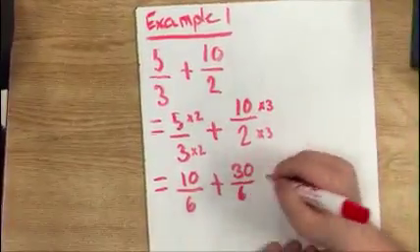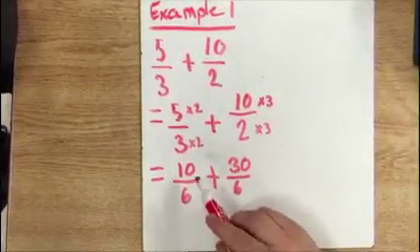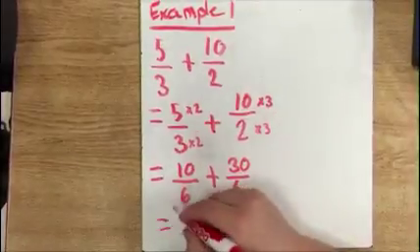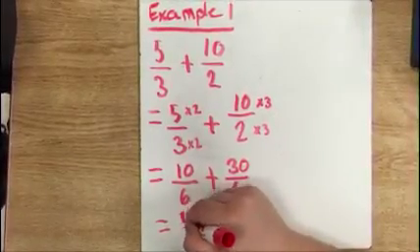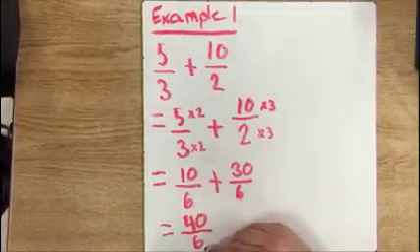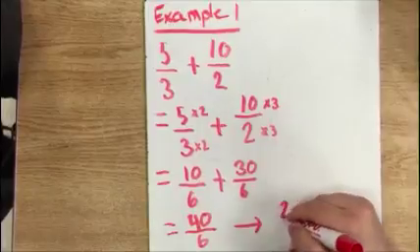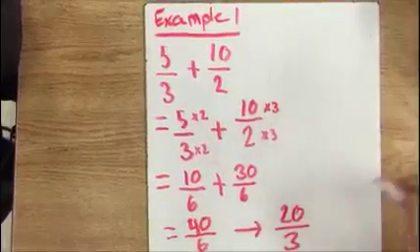Once you have your denominators, you only add the top together, the 10 and the 30. This will give us 40 over 6. And simplified, this would give us 20 over 3.